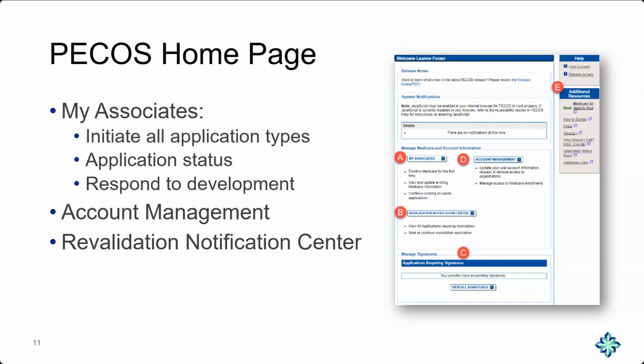D is going to be account management. So that's going to be if you have to update account information as far as an email address, contact information, password. If you need to change the password, that's going to take you back out to that INA system. And then item E, those same tutorials, those same guides that we discussed on the previous slide are also available once you access the PECOS system.